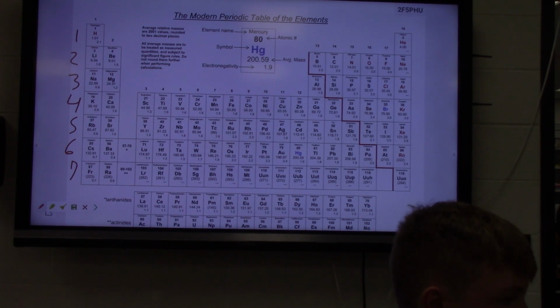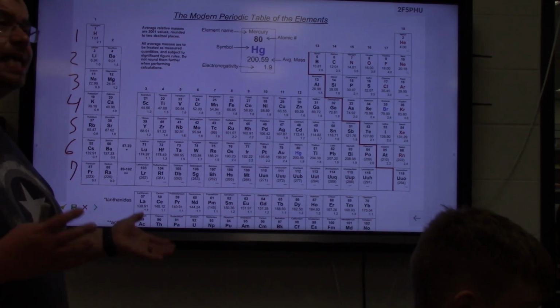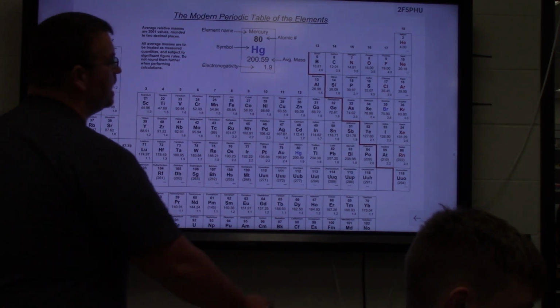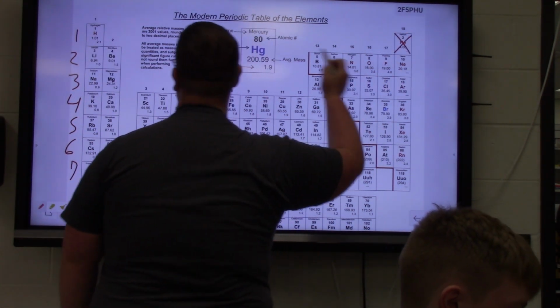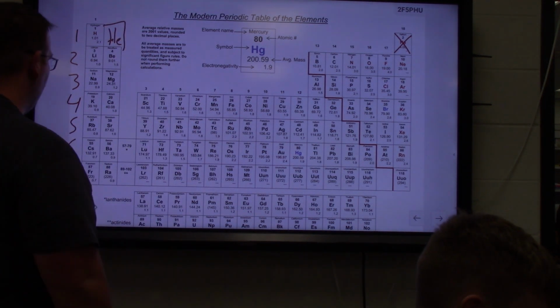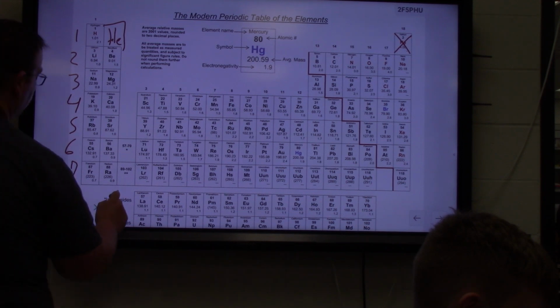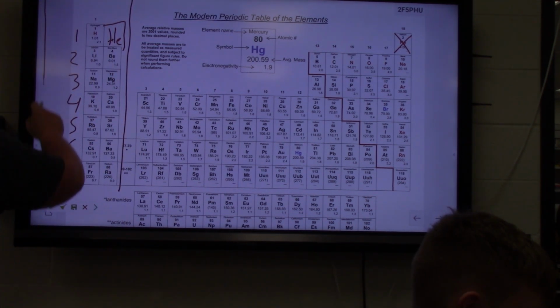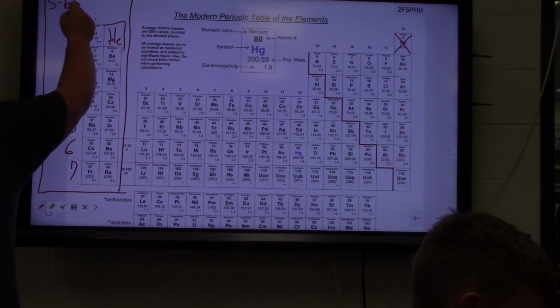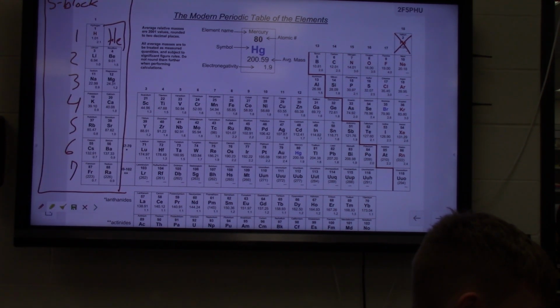So what I'm going to do is break down each one of these at a time. We're going to break it down based off of the block. So remember, helium's not sitting in the P block. Helium sits here in the S block. So first thing we're going to break down is S block.